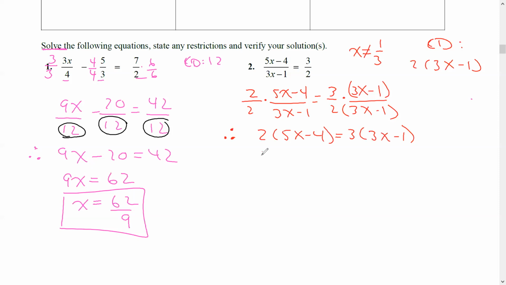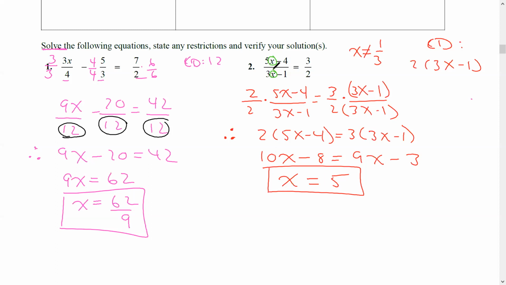Now all I need to do is isolate for x, so I'm going to begin some distributions. I like to bring all my x's to the left-hand side, so I'm going to subtract 9x from both sides and add 8 to both sides. And there it is, x equals 5. Again, a very simple way to check my work: I substitute 5 in for the x's up here, and if the left-hand side is equal to 3 over 2, or 1.5, then I know I've done this correctly.